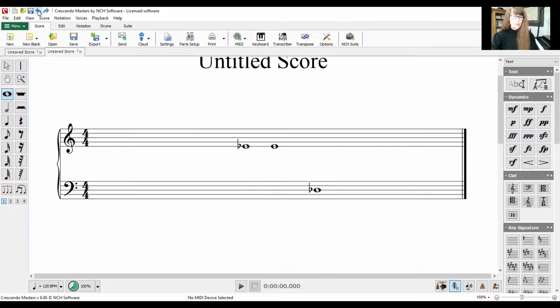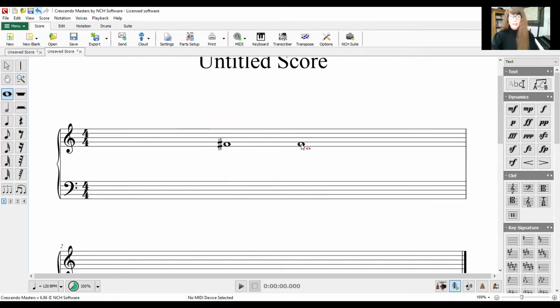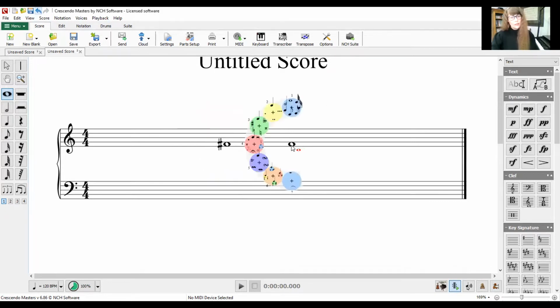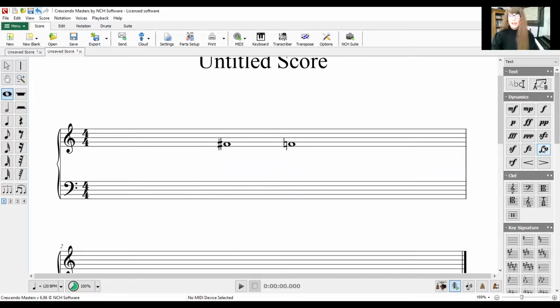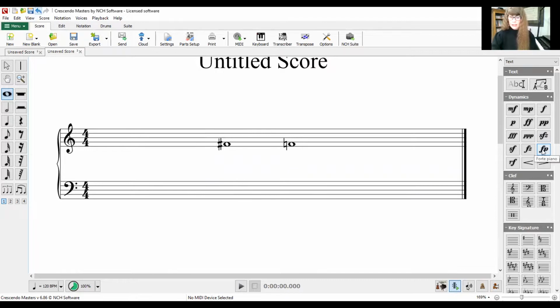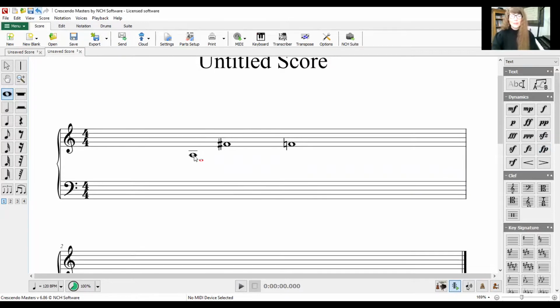We can use the naturals on a sharp note as well. So if I had an F and it was originally sharp, it was raised, I can take the F and add an accidental of a natural, and that now lowers that to the next white note. So F sharp to F natural.